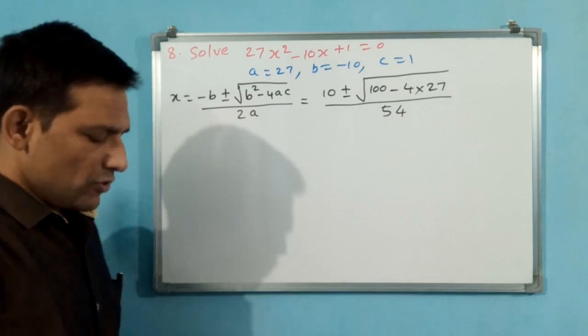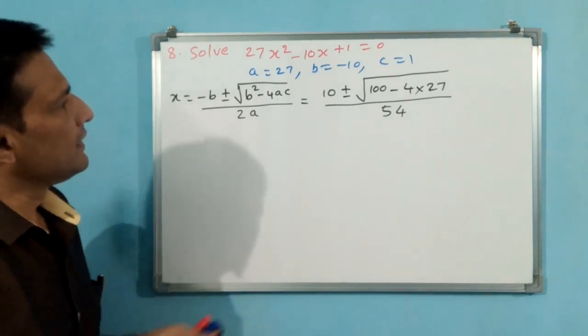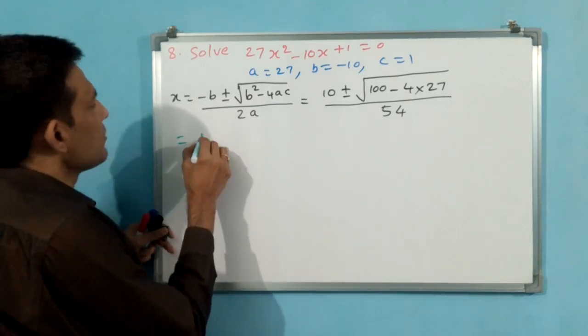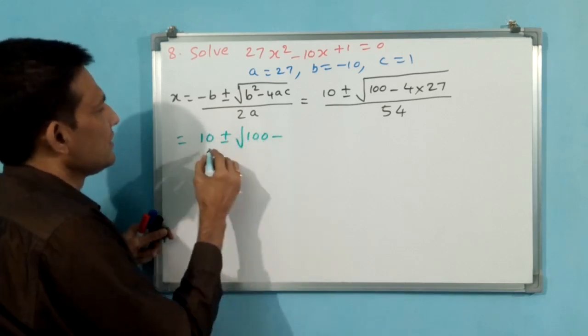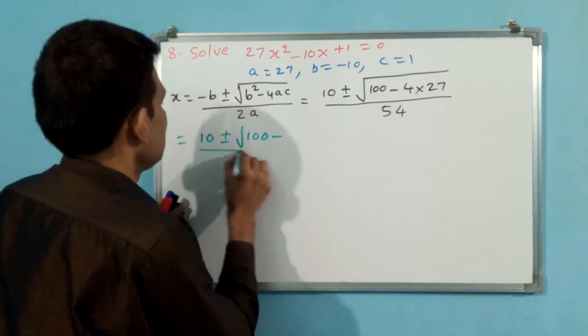Now you calculate that 27 into 4. Why? Because see, directly you cannot put the value. Unless you calculate this 27 into 4.